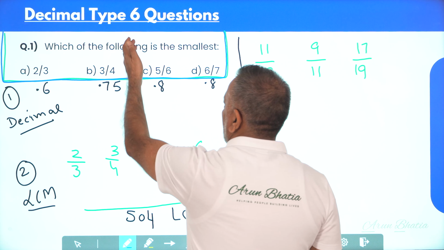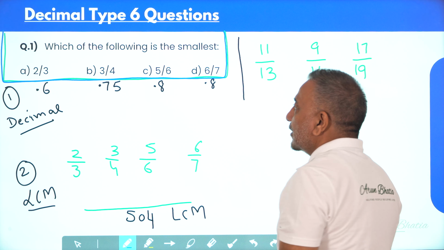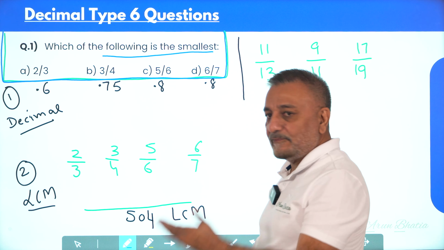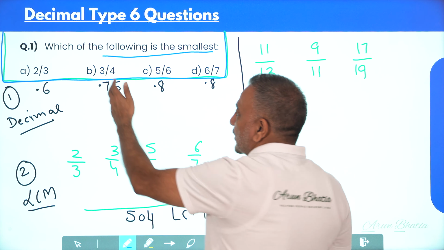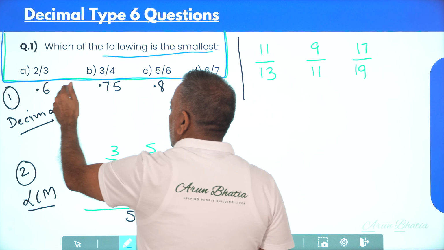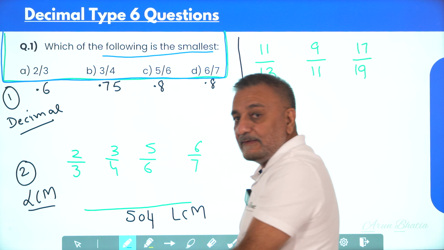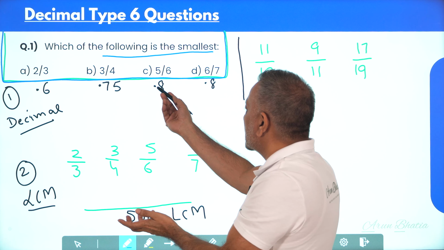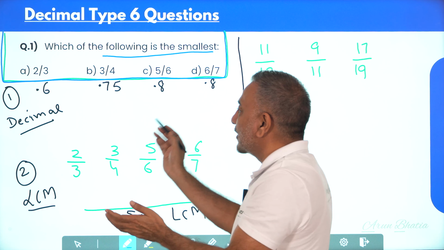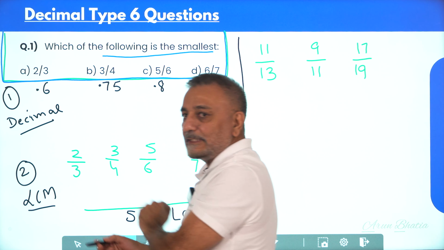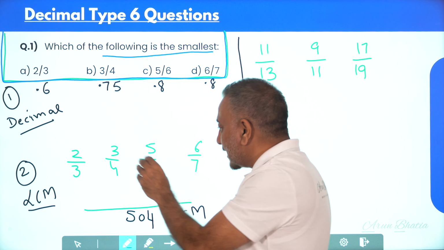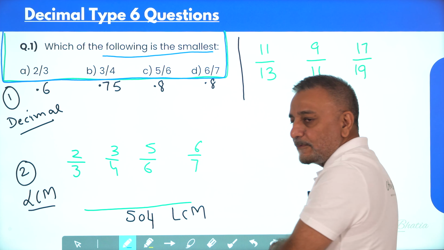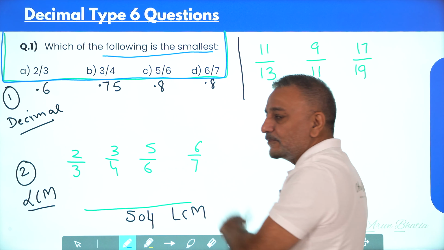Question number 1, this is type 6 of decimal. We need to find which fraction is the smallest. There are different ways to solve the question. One way is you convert these into decimals: 2 by 3 becomes 0.6, this becomes 0.75, and so on. We don't know which is smaller without converting, and it takes time. Second method is take the LCM of 3, 4, 5, 6, which is 504, then put in values and see.